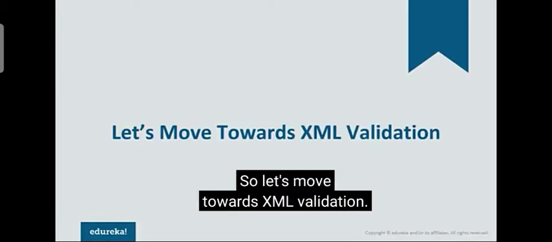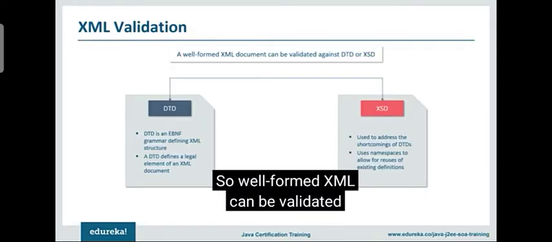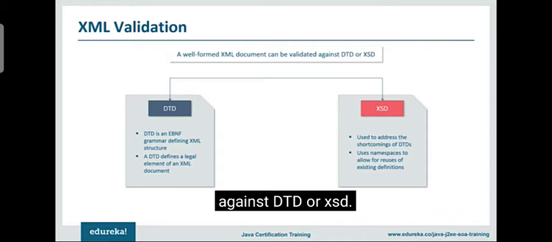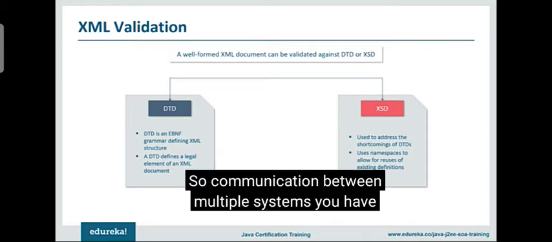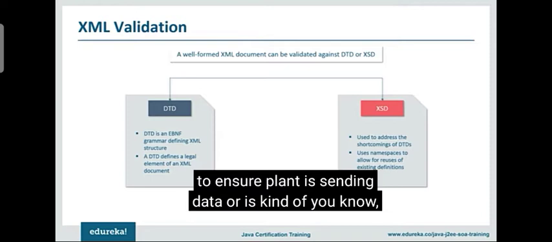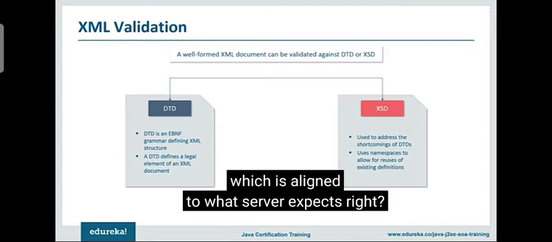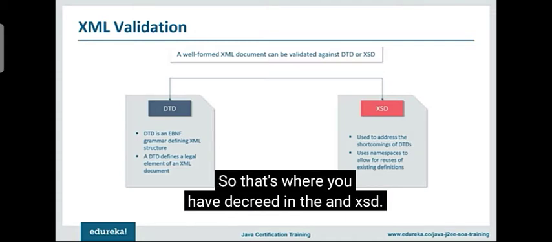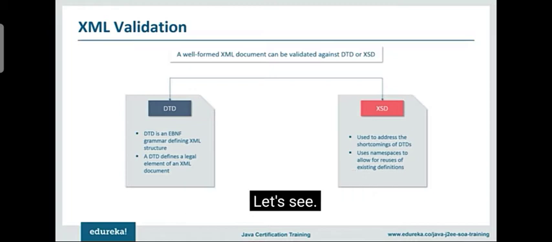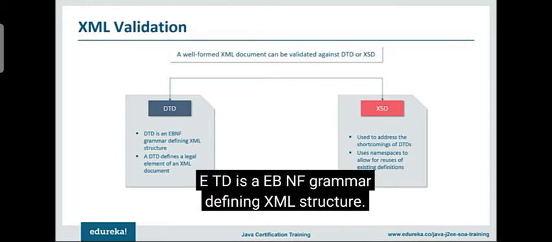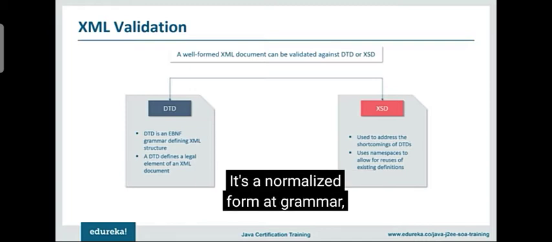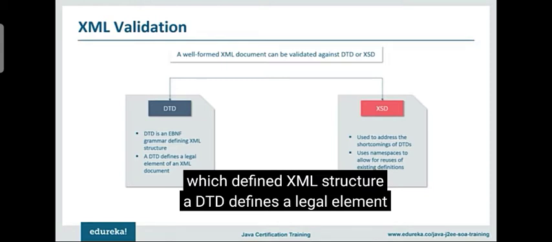So let's move towards XML validation. A well-formed XML can be validated against a DTD or XSD. For communication between multiple systems, you have to ensure the client is sending data, or preparing an XML, which is aligned to what the server expects. So that's where you have DTD and XSD. Let's see what a DTD is. DTD is an eBNF grammar defining XML structure. It's a normalized format grammar which defines XML structure.